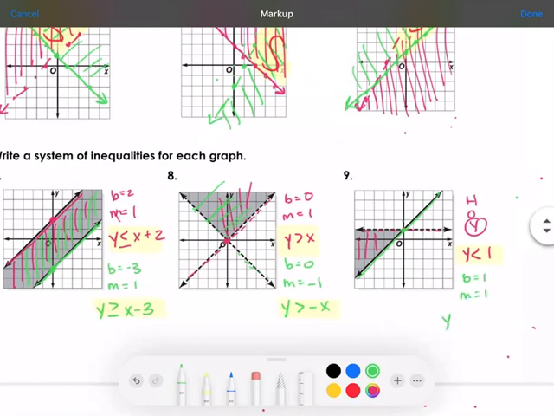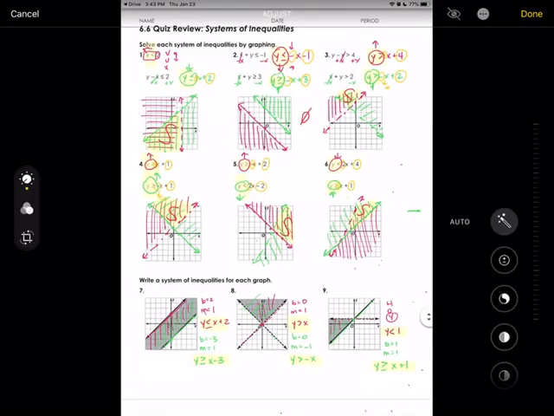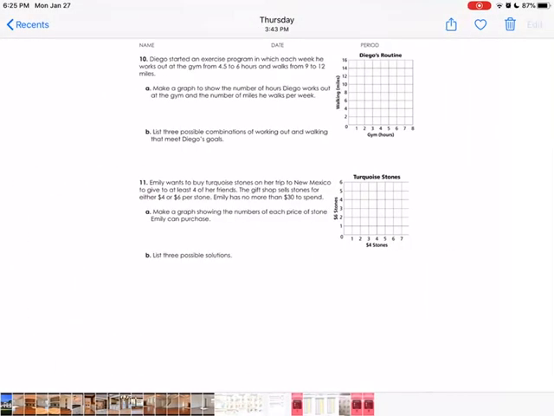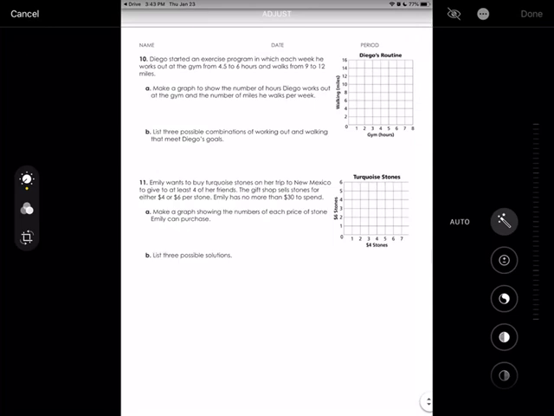And then this line right here has an intercept at 1, so b equals 1. My slope is up 1 over 1, so m is 1. So y, my shading is above the line, so it is greater than or equal to, because it's solid, mx plus b. So 1x, or just x, plus 1. All right, so that is all for the first page, and all we've got left are a couple inequalities on the back.